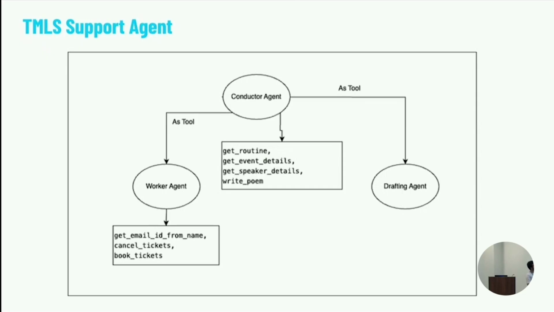It has a drafting agent, but it has few functions that it can call directly, and it has a worker agent that has certain functions that it can do. So I created a TMLS support agent, which is almost similar to human, that helps you either book TMLS tickets, cancel TMLS tickets, get event information, get speaker information, and also to write a poem. So I threw a wrench in the code. So I'll tell you why that is there.